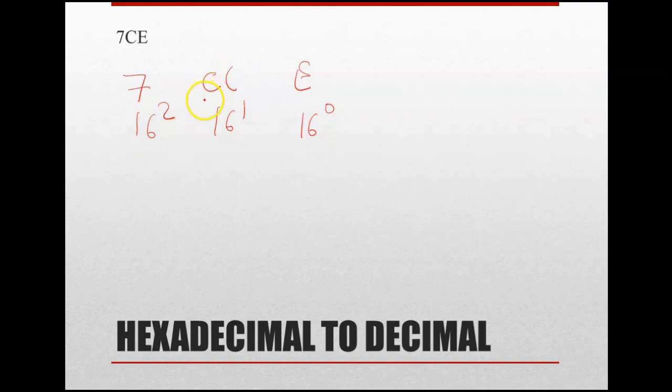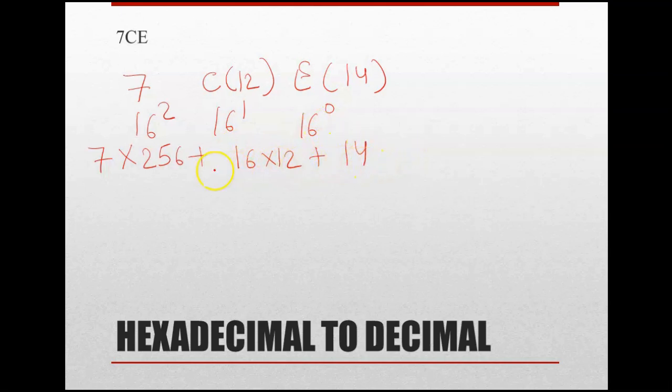So A is 10, B is 11, C is 12, D is 13, and E is 14. So just go for the multiplication. 16 into 16 is 256, plus 16 into 12. Okay, and then 16 to the power is 14. So you just go for the complete calculation and the answer would be something like 1998, and this is in decimal form, so with base 10.